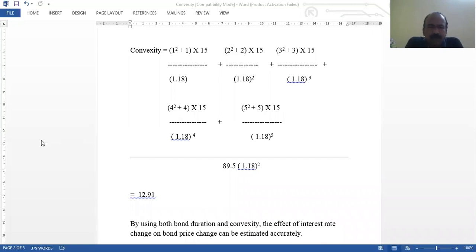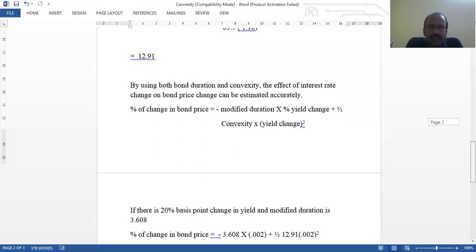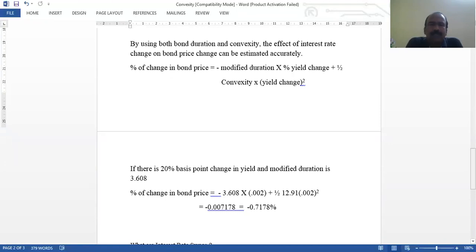So please come down. By using both duration and convexity, the effect of interest rate change on bond price can be estimated more accurately. The percentage change in bond price is equal to minus modified duration into the change in yield, plus 1 by 2 of convexity into yield change square. Recall that 100 basis points means 1%. 100 basis points means 1%. 20 basis points means 0.2%.